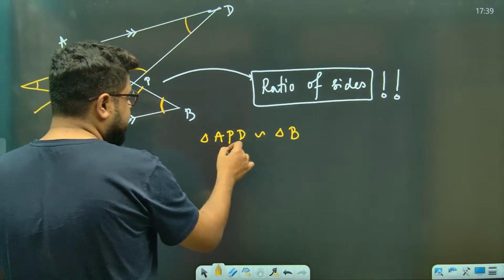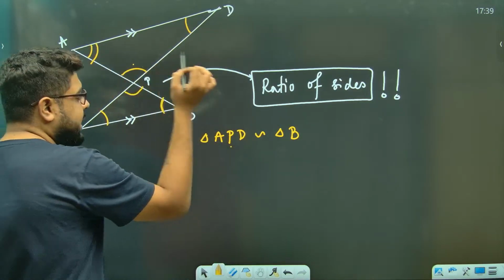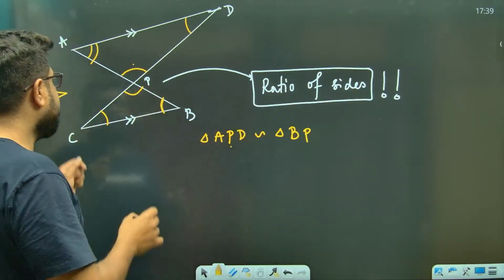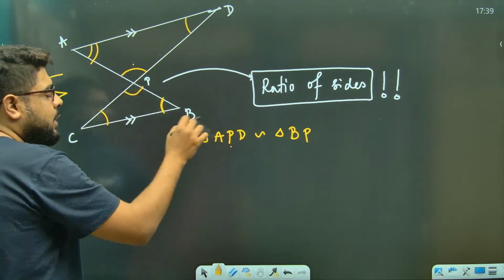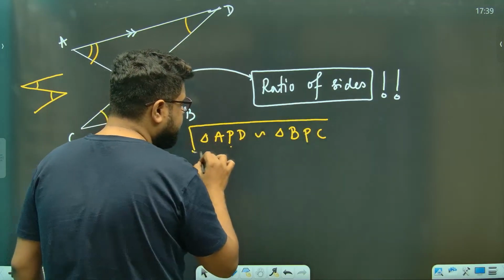Sir, P angle, sir. P means this angle. Sir, P angle is common. P angle is equal to P only. And the third one I don't need to write, sir. Why? Because the triangle is BCP. Out of that, B and P have been written. So whatever is remaining, that is the third.